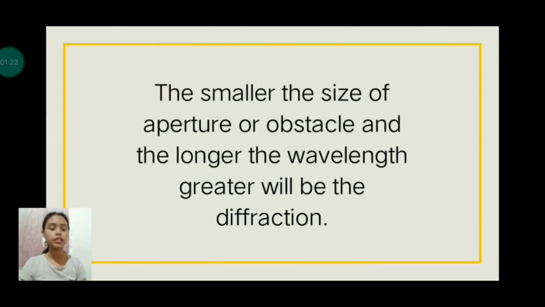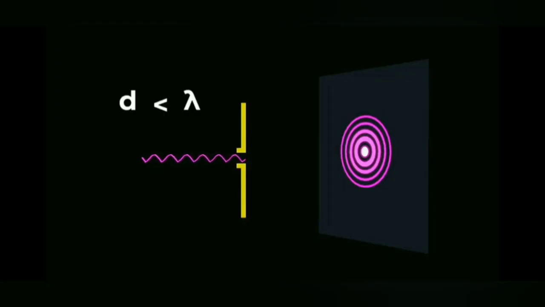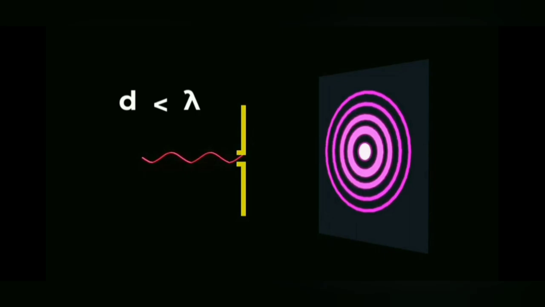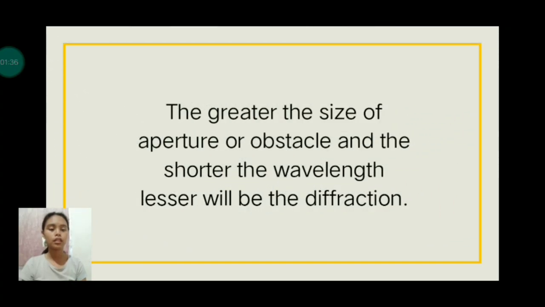The smaller the size of the aperture or obstacle and the longer the wavelength, the greater will be the diffraction. The greater the size of the aperture or obstacle and the shorter the wavelength, the lesser will be the diffraction.